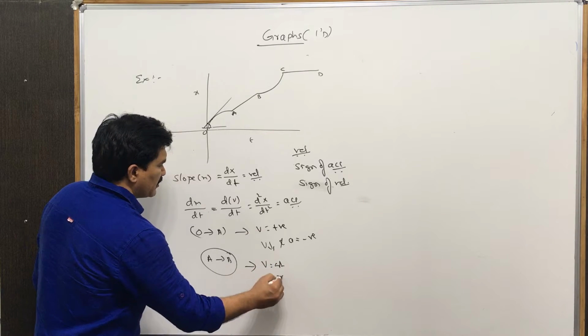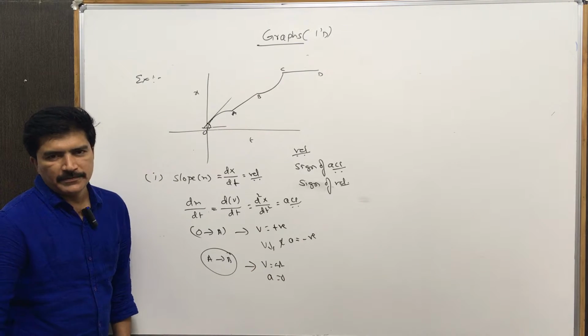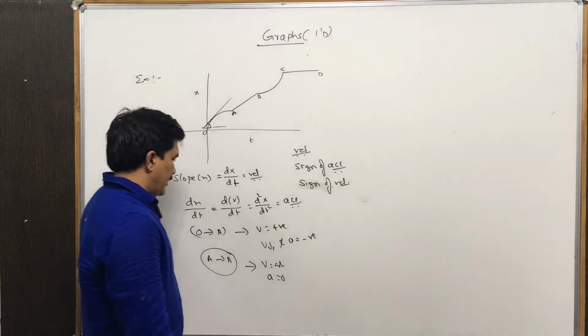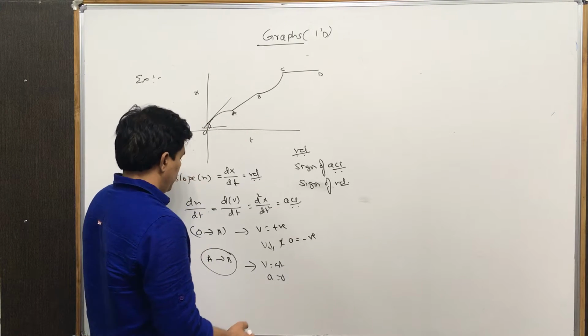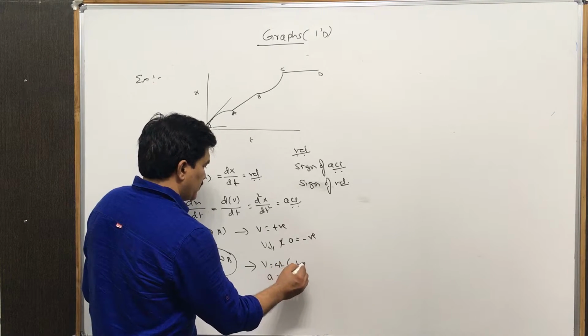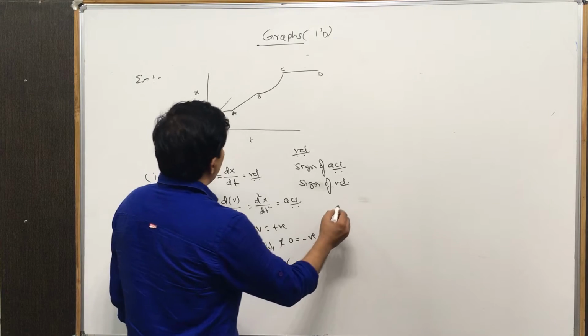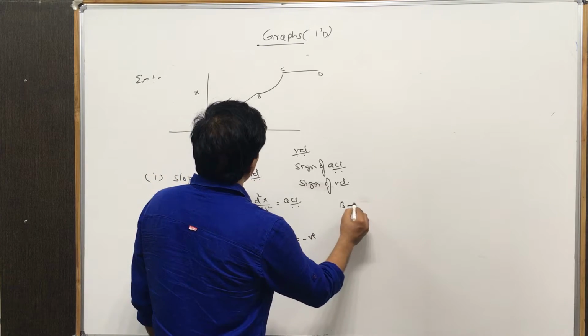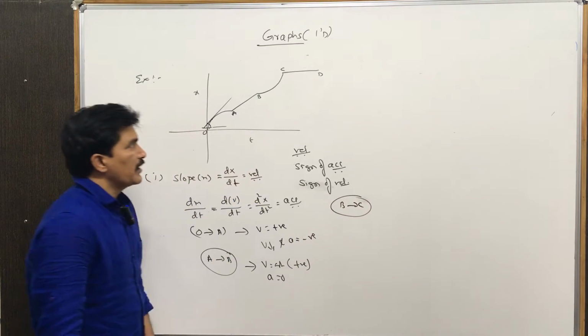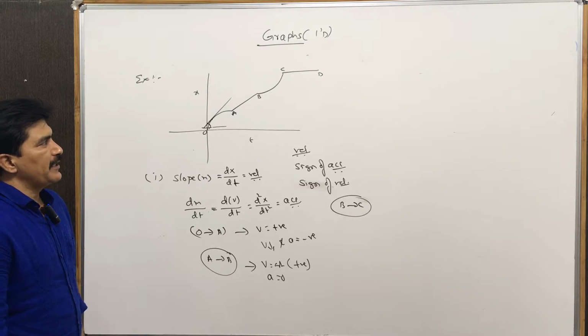As velocity is constant, acceleration is 0. And the next thing is, of course, velocity is positive, you can conclude. And if you come to B to C, for this part, what is happening?